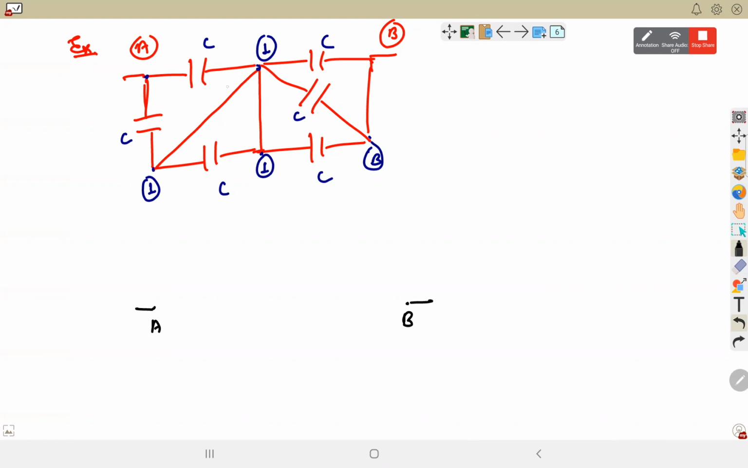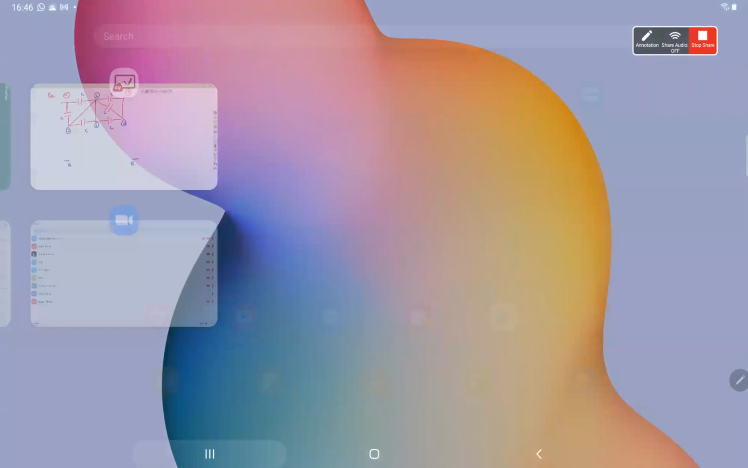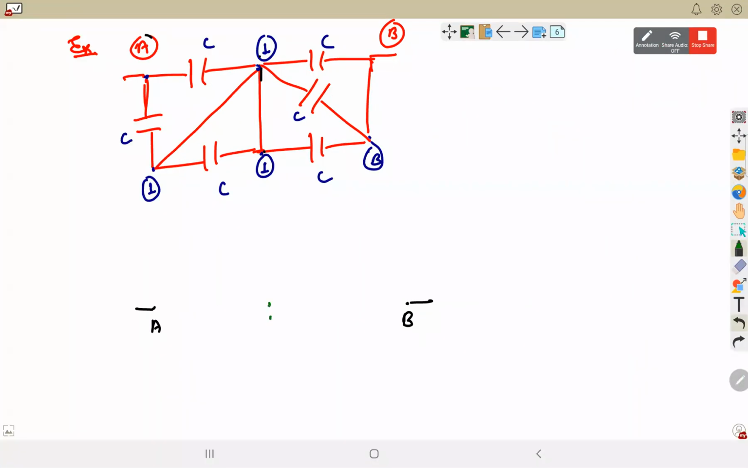C. You understood these points are connected together by the wire, so we took 1, 1, 1 at 3 different points, and the last was at B. Between A to 1, so A, B, and one more point will be 1.